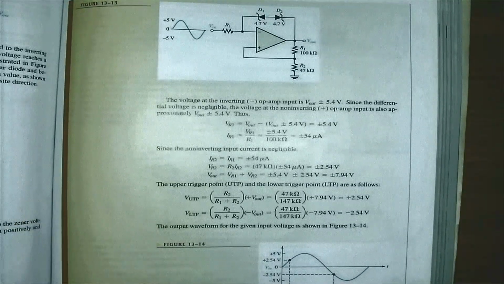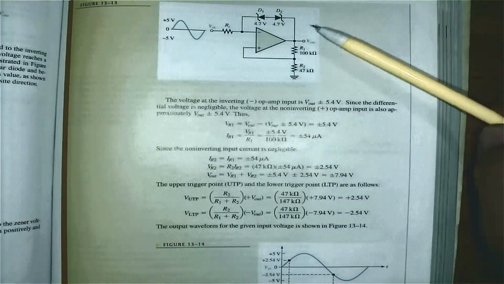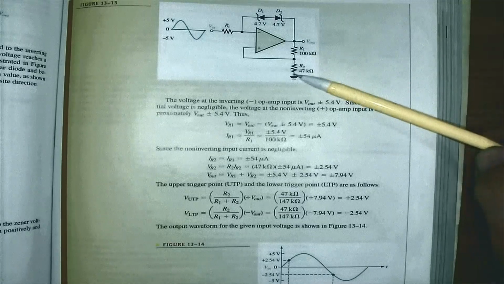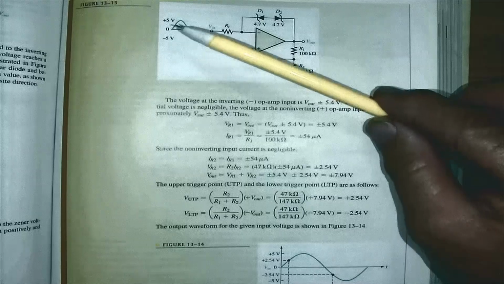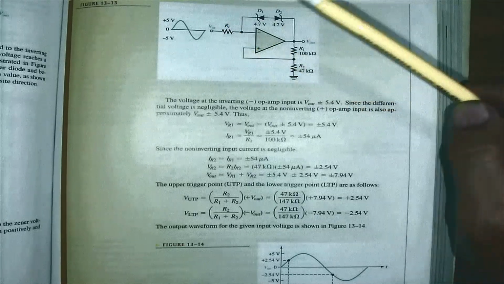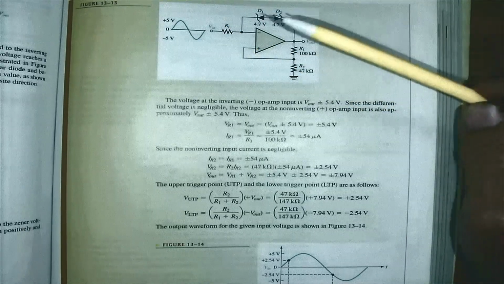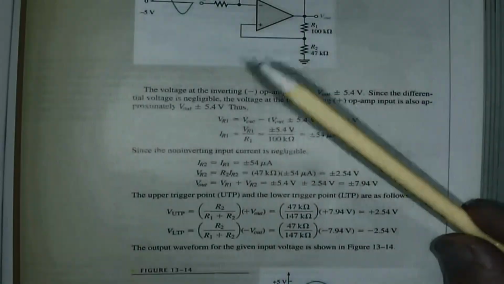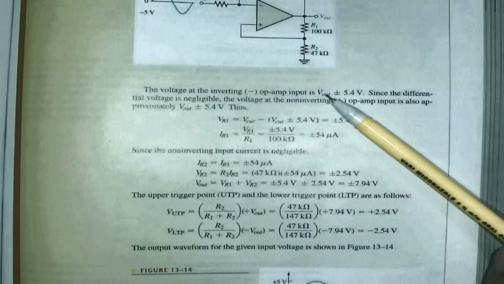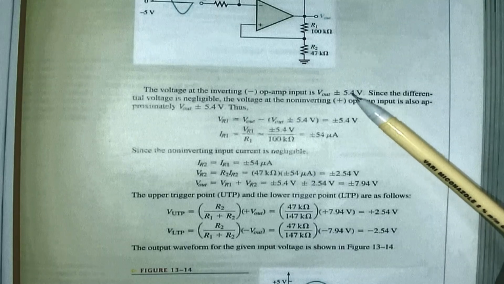All right. You can see if we have a look at this circuit, there's my hysteresis and there's my output bounding. And there's my input signal plus 5, minus 5 volts. And that means I've got hysteresis here, I've got output bounding there. They say the voltage at the inverting input of the op-amp, Vout, is plus minus 5.4.